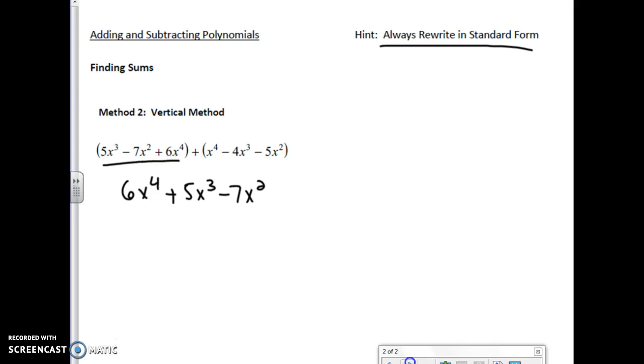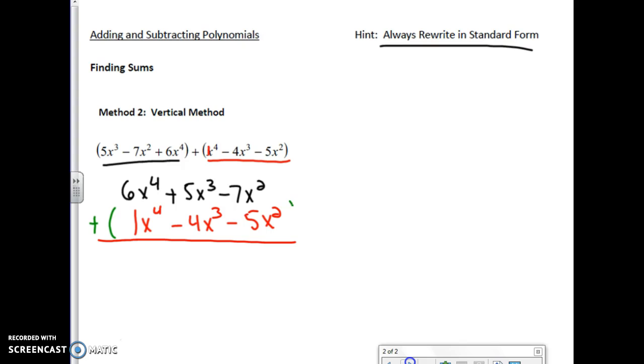I'm going to take the next one, and I'm going to rewrite this in standard form. It looks like x to the fourth. It looks like it's already in standard form, so I'm going to just rewrite it, and I'm going to put like terms above each other. So I have x to the fourth. I'm going to put a 1 in front of it because there is a 1 in front of it. Minus 4x cubed minus 5x squared. All above each other. And all I'm going to do, guys, is add. I'm adding all of these together.